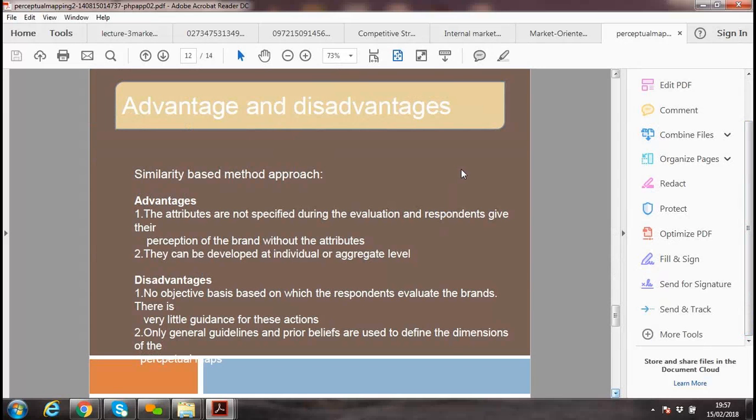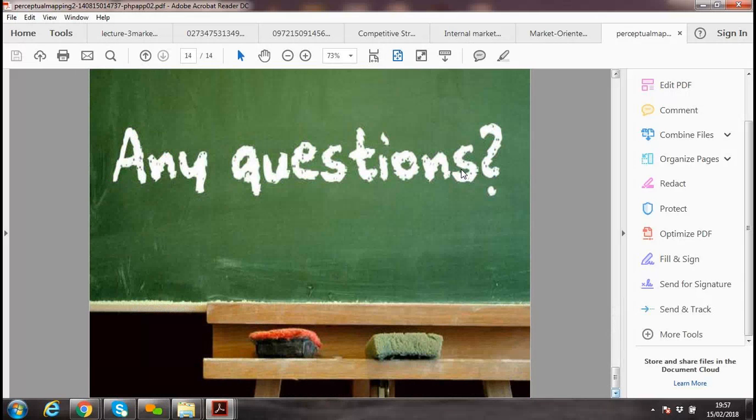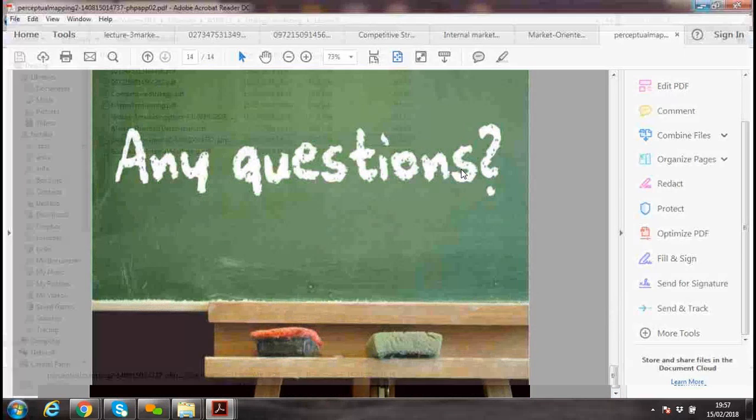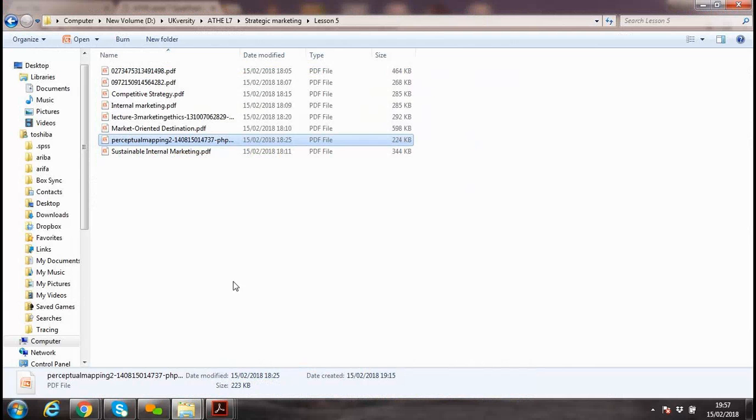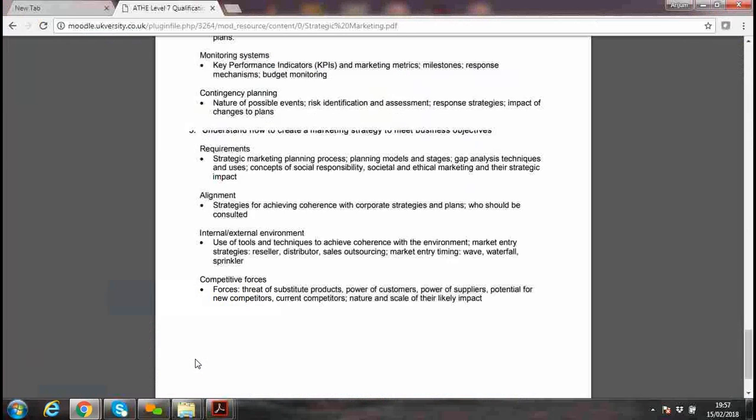Advantages and disadvantages: of course, it's quite a good method. Sometimes it is time consuming and takes a lot of effort. So every method has its own advantages and disadvantages. Any questions, Umar? Sir, regarding the disadvantages, what did you say? Sometimes, with a perceptual map, you're showing something. Yes.